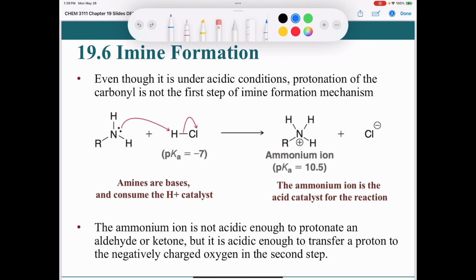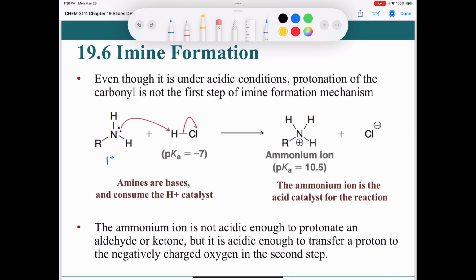Something that's interesting about this synthesis is that we're using a primary amine in the presence of a strong acid, and here they're showing HCl. If you mix a primary amine with a strong acid like HCl, the equilibrium is going to lie exclusively to the side of the ammonium ion like this. So even though we're under acidic conditions, protonation of the carbonyl was not the first step of the mechanism. It was the nucleophilic attack by the amine on the carbonyl.